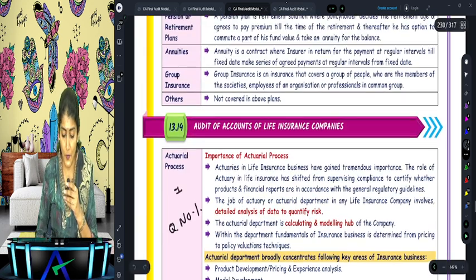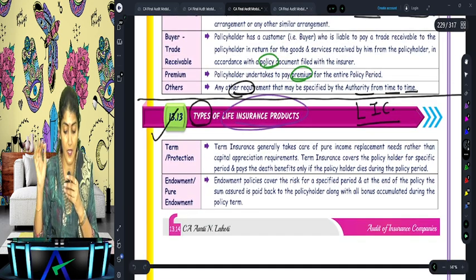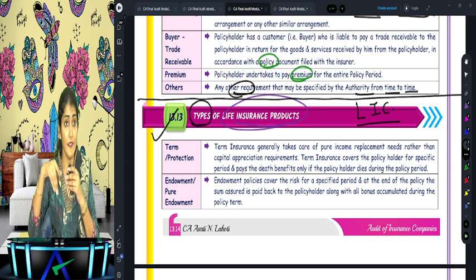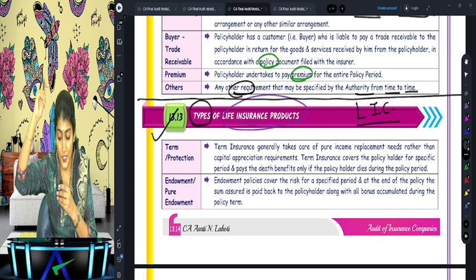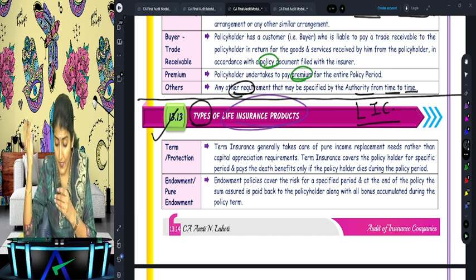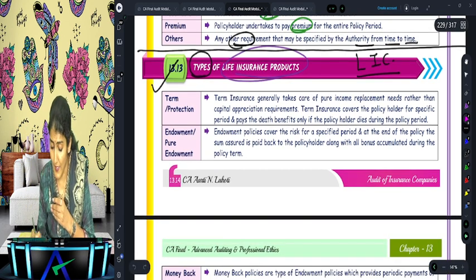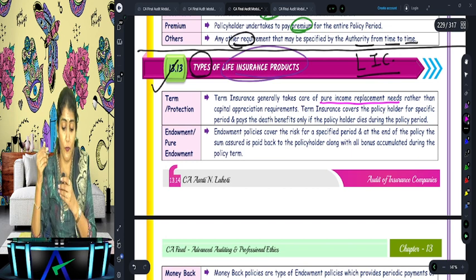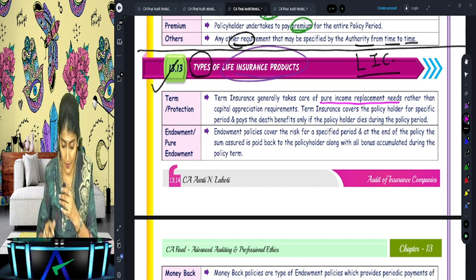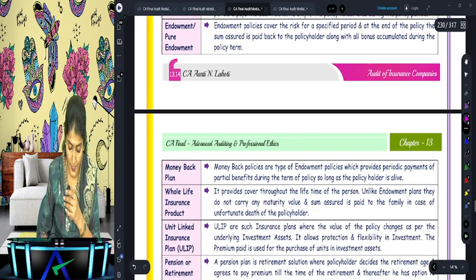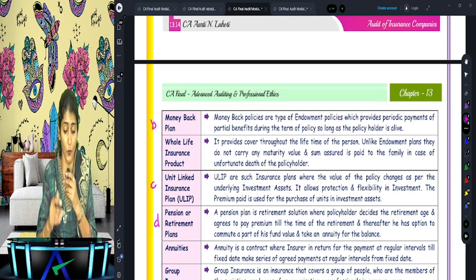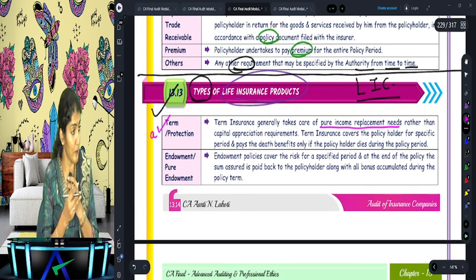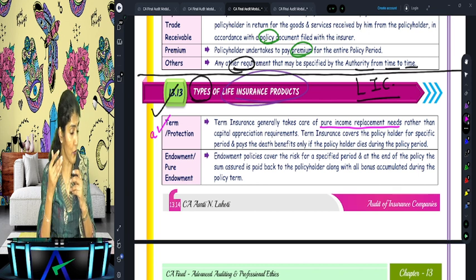Now coming to the types of the life insurance product. In the exam, in the MCQ, how can the question come? The question could be: purely for the purpose of income replacement needs, which of the following types of policies could be taken? And again, 4 options: term protection, money back plan, unit linked insurance policy, or the pension or the retirement plan. So what you need to know is that it is the term protection.